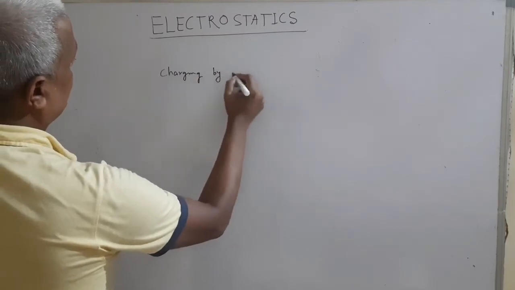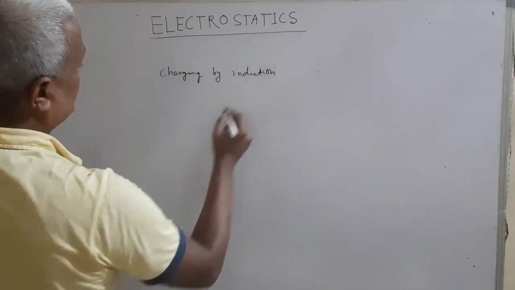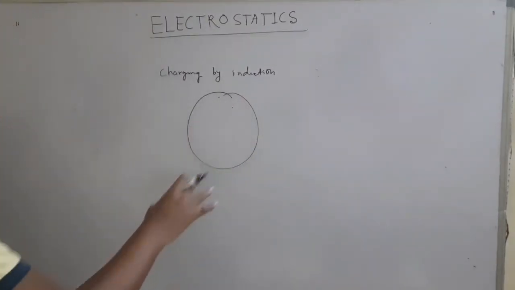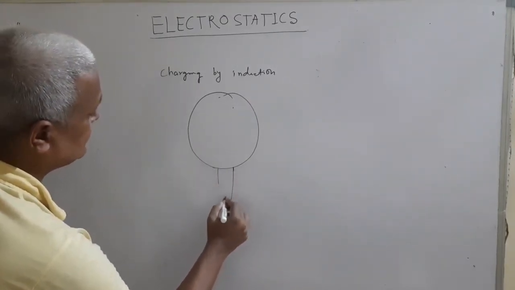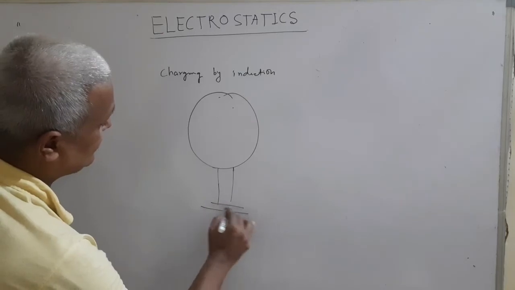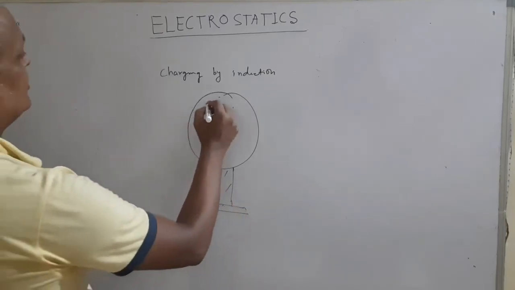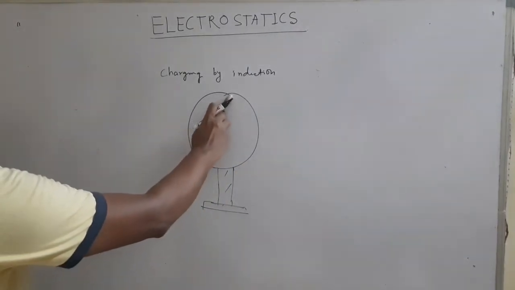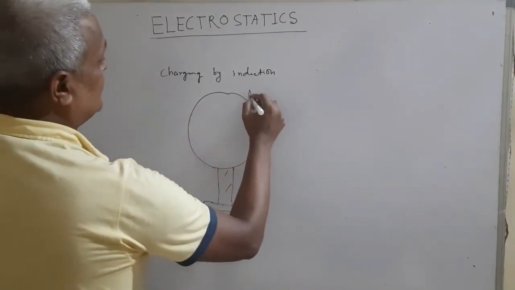Charging by induction. In this case, suppose this is a body which is a good conductor, and now it is insulated from the surface. So this is an insulated stand, an insulating thing, and this body is a good conductor of charge, but right now it doesn't have any charge on it. So this is neutral, but it is a good conductor.